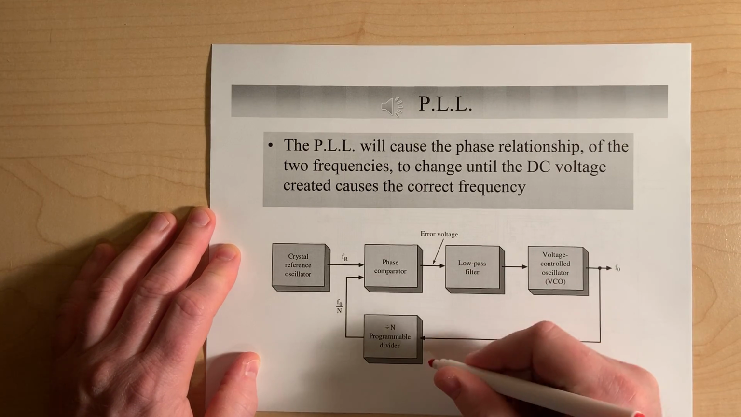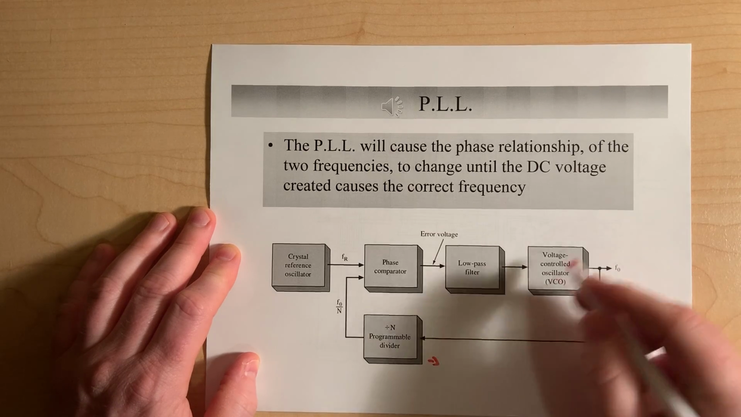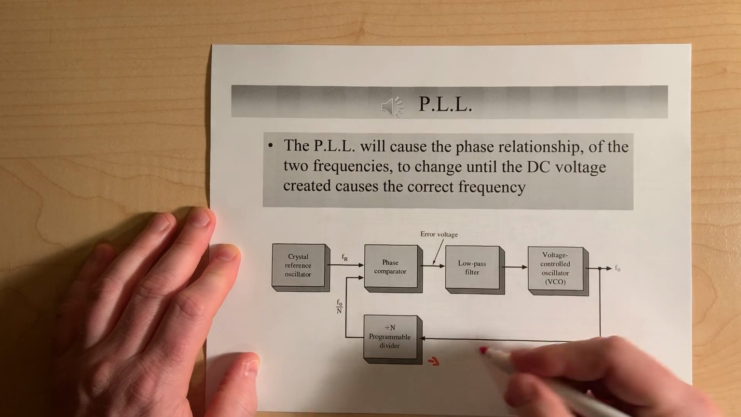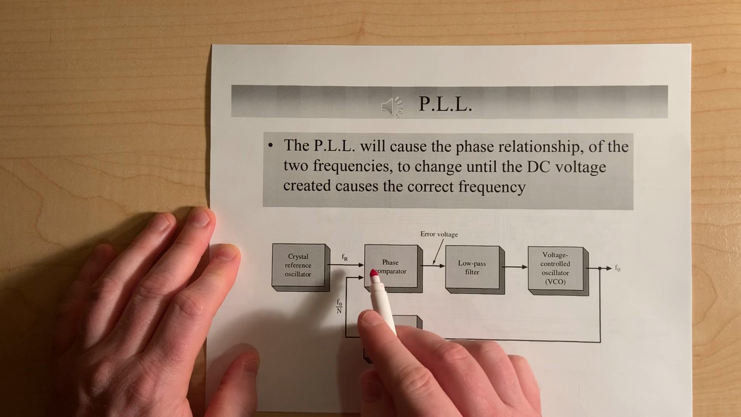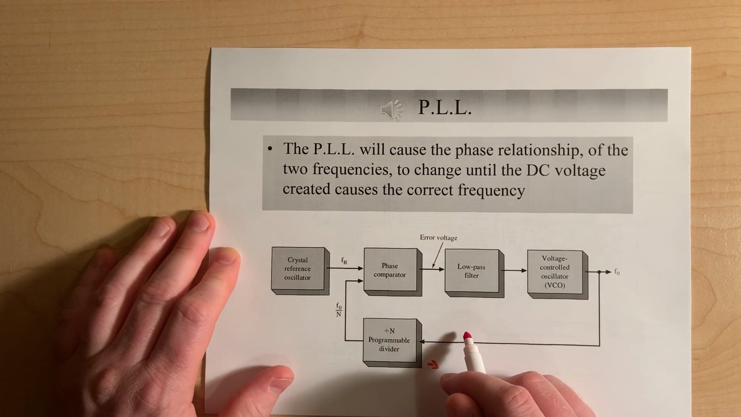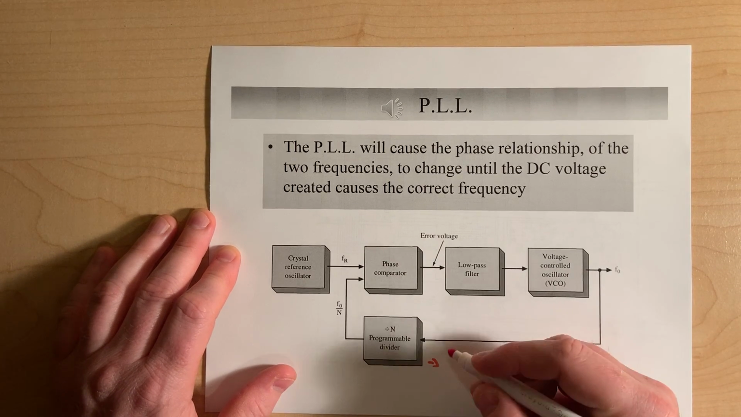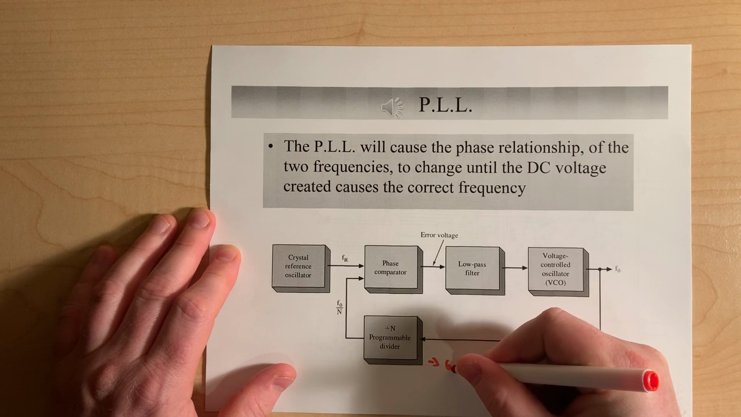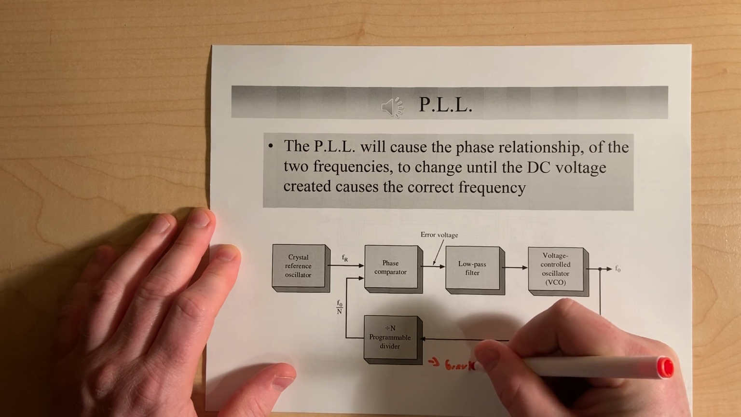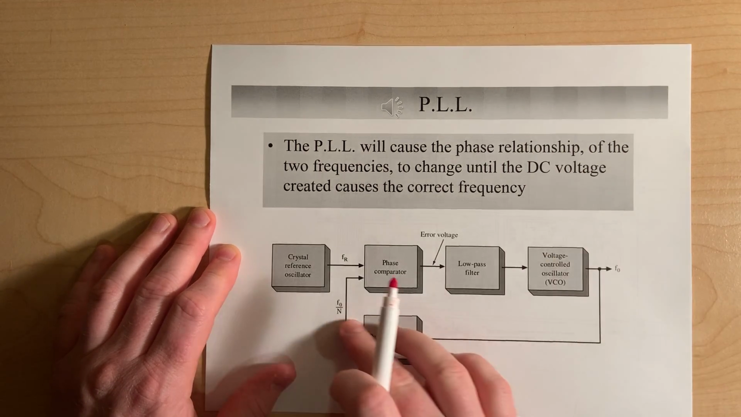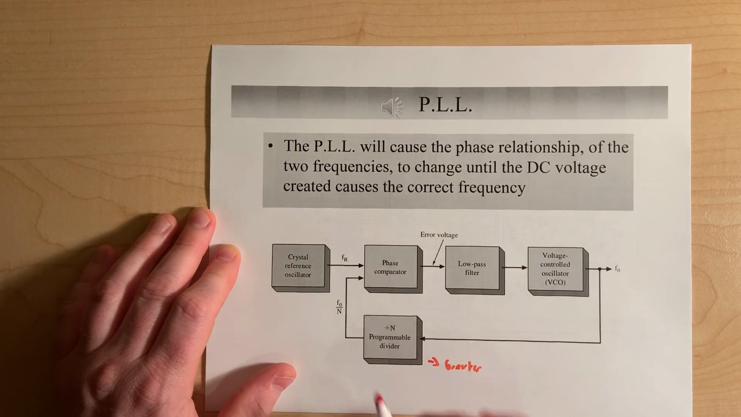This portion is only really used to get a greater synthesized frequency, right? So we use the divide by in order to increase the output of the VCO. So this is just for greater frequencies. If we don't want any greater frequencies, we can just use a feedback straight path into the comparator, right?